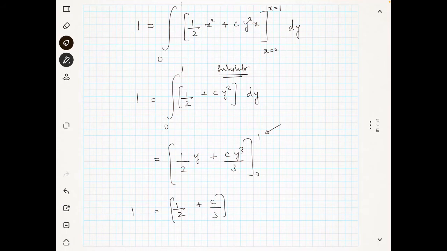That's it. This is equal to 1. So you can take this here. So 1 minus 1/2 is equal to c by 3. That means 1/2 is equal to c by 3. That means c equals 3/2. This is how to obtain the value of c. So I hope this is clear to you. So we got the value of c as 3/2.